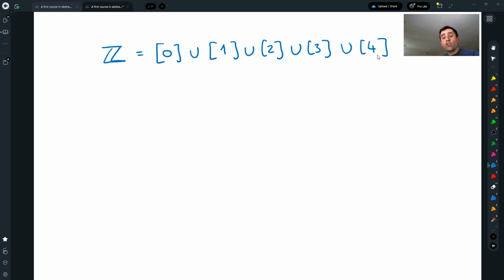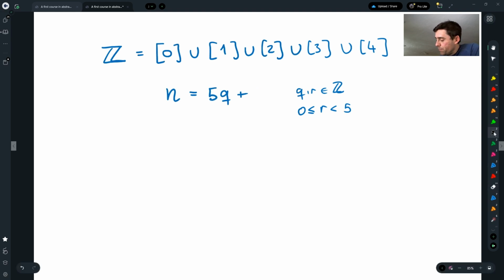Every integer is congruent to one of those. And in fact, I can show you that that is true, because if I have any integer, say n, then I can do long division by 5. Remember the theorem that was the division algorithm. I can write n = 5q + r, with q and r integers, and r between 0 and 5.